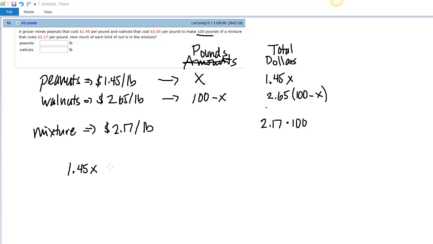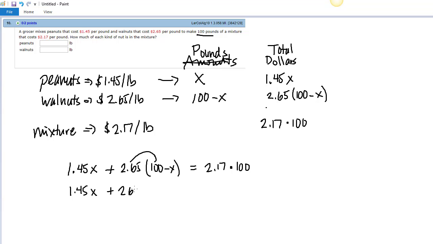So I'm going to write now my total statement that my dollars of peanuts, 1.45x, plus my dollars worth of walnuts equals my dollars worth of my mixture. All right, so let's do some algebra here. So I need to distribute here 2.65 and then times negative x. 2.65 times the negative x gives us minus 2.65x, and then this side is just 217.